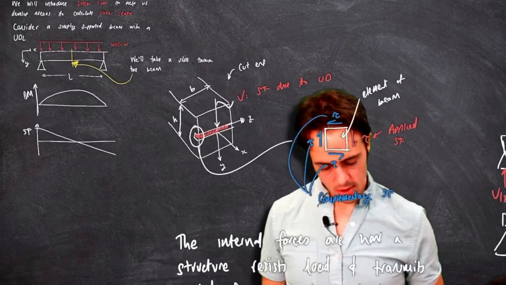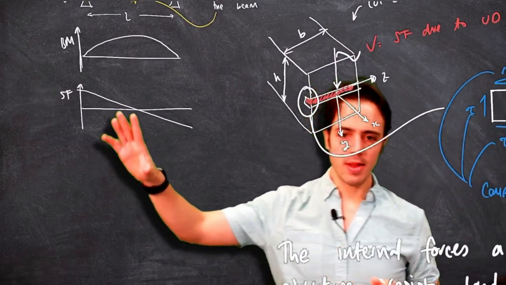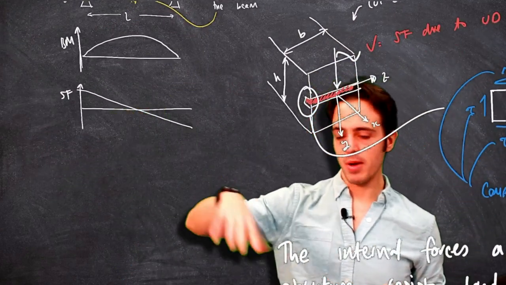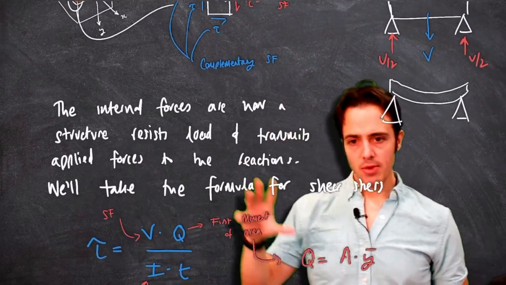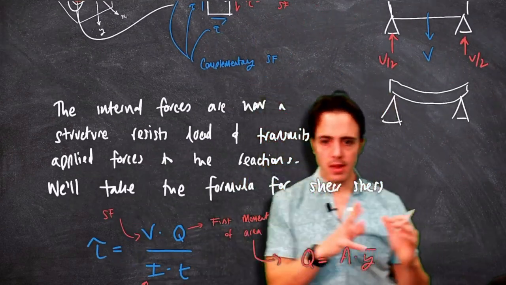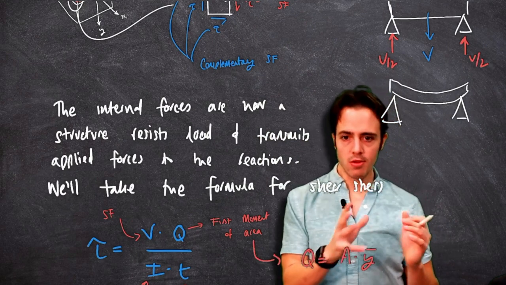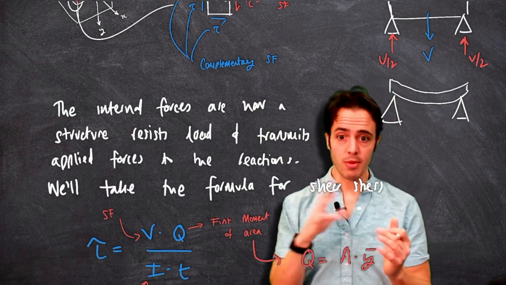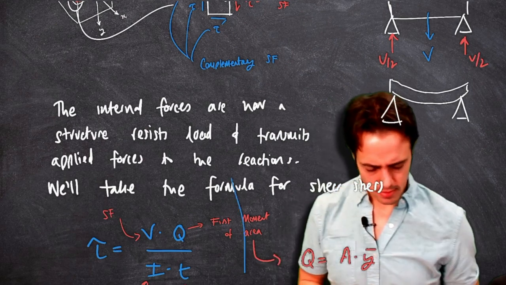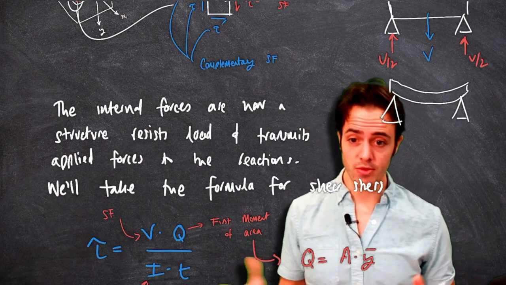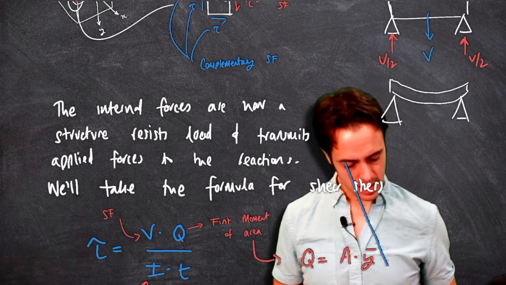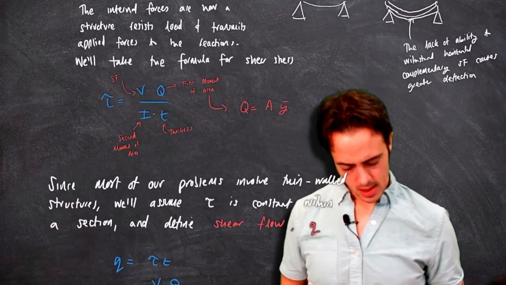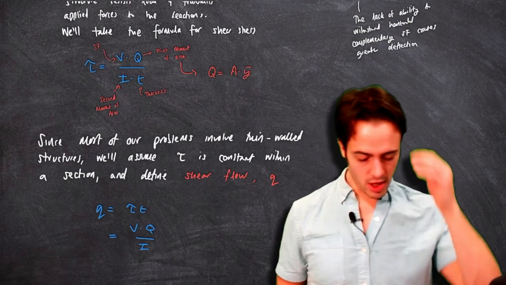So shear stresses, we know how they look in beams subject to both point loads and uniformly distributed loads. And we've now said that there's obviously some means of internal complementary shear stresses that maintain equilibrium, not necessarily stop it from deforming, but stop acceleration on the object. And then we introduced this idea of shear flow.